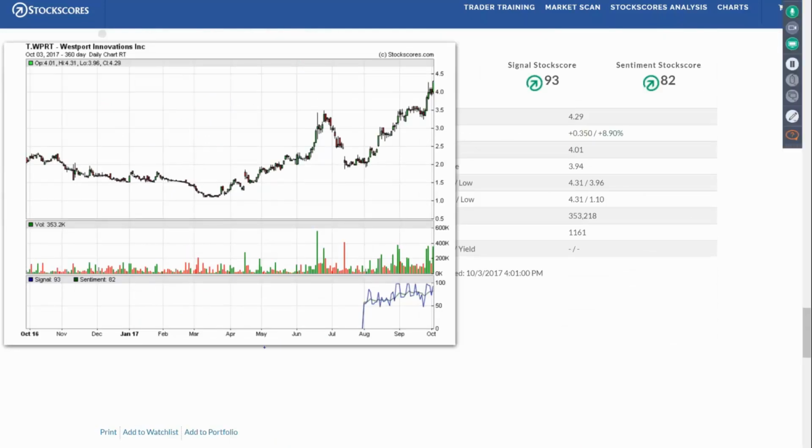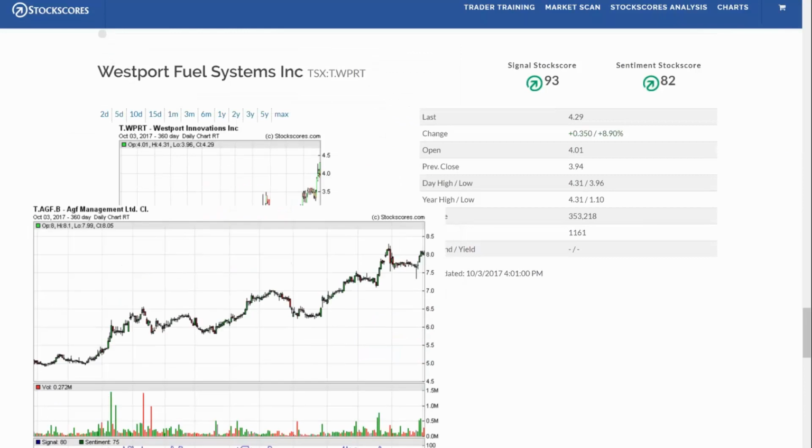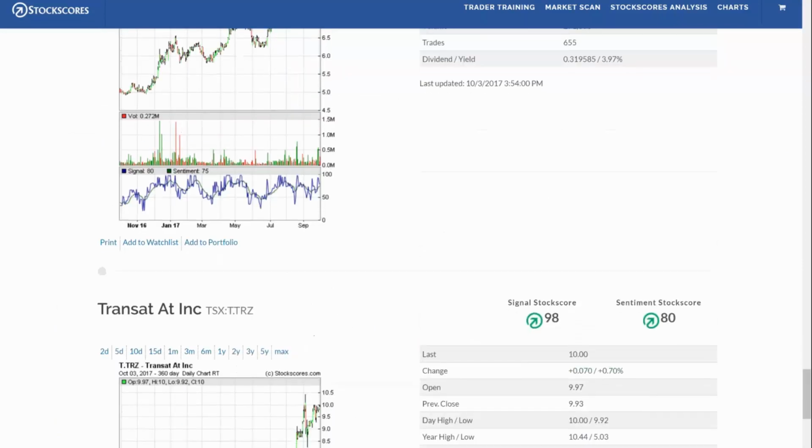Here's Westport. There's abnormal price action, abnormal volume, stock went up. Going back to here, abnormal price action, stock went up. You can do this over and over again. It almost gets monotonous because it happens so often.